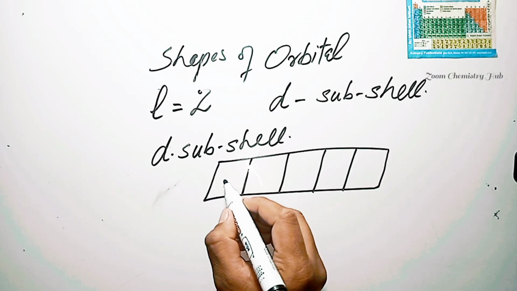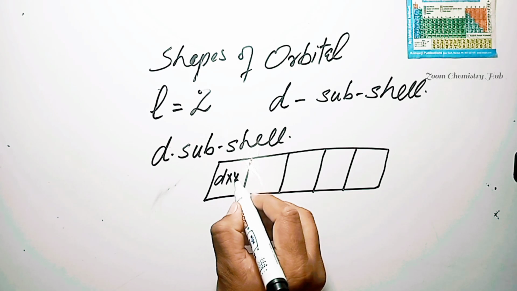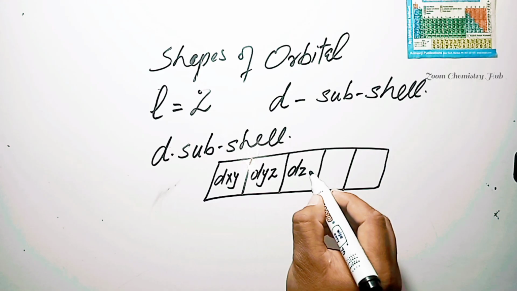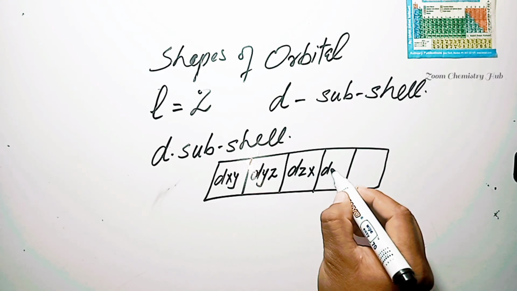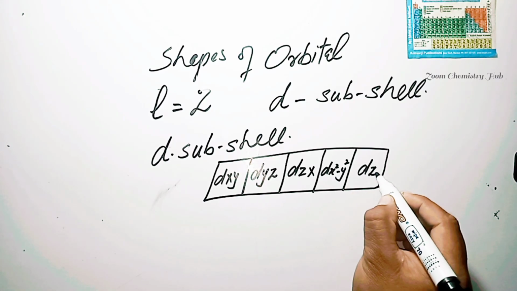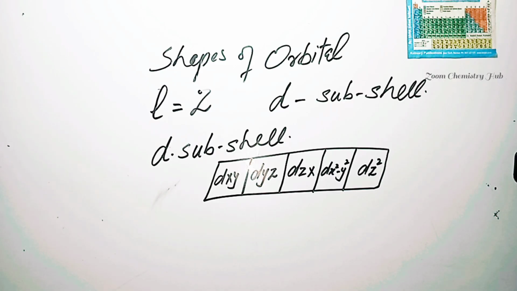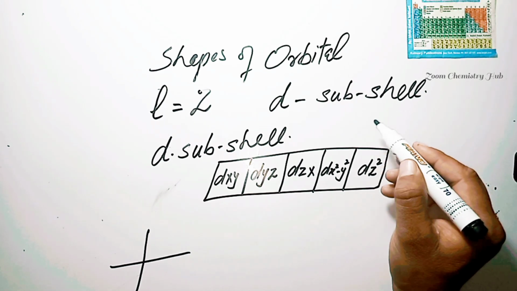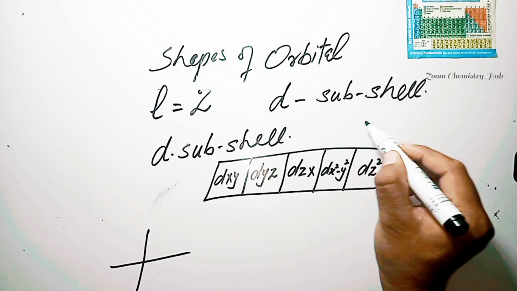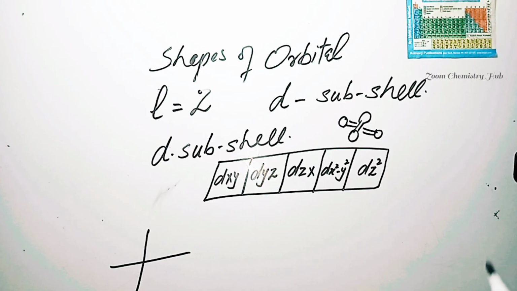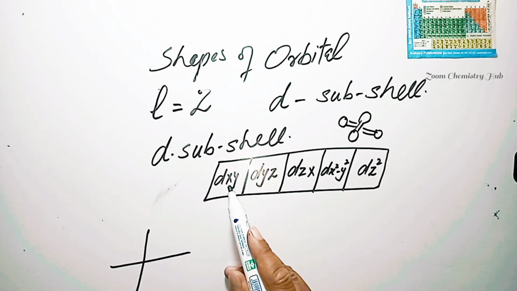that is dxy, dyz, dzx, dx square minus y square, and dz square. The d subshell or d orbital has a double dumbbell shape like this, double dumbbell shapes.